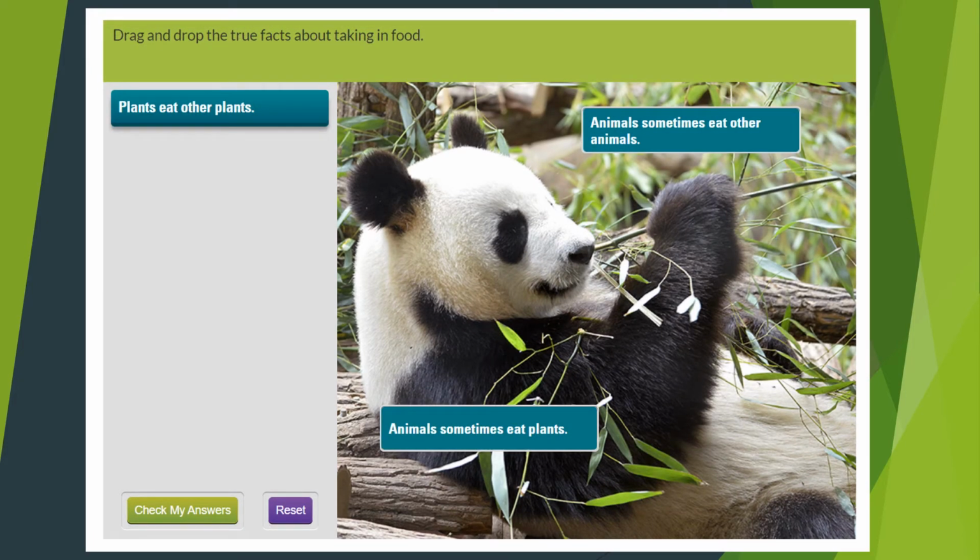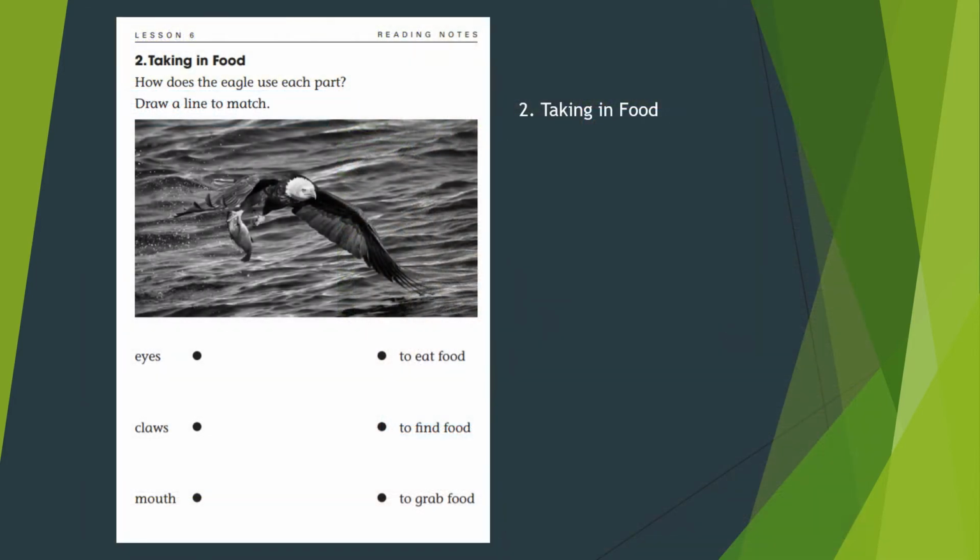Congratulations. Good job, you guys. All right, turn the page in your workbook. Let's do the page titled 2, Taking in Food. The directions say, how does the eagle use each part? Draw a line to match.